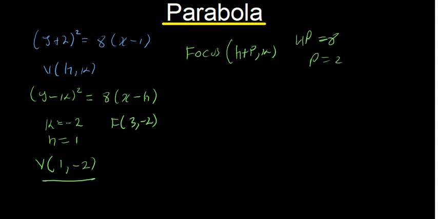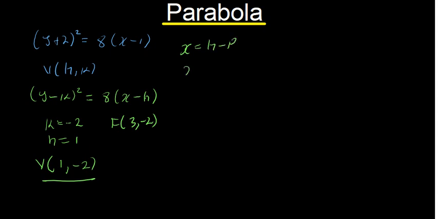So what else do we have to find is the directrix. The directrix here is x equals h minus p. So x equals our h, which is 1, minus our p, which is 2. I said our p is equal to 2. So x is going to be equal to negative 1. That's where our directrix is going to be. The equation is x equals negative 1.